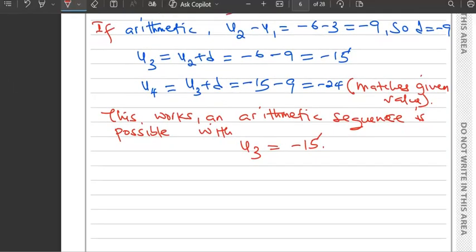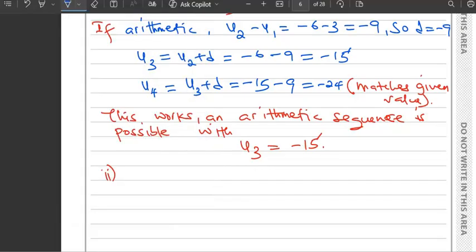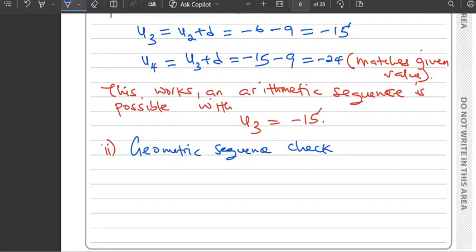We can also consider Roman 2. For Roman 2, we also need to find out if the sequence is a geometric sequence. So in this case, we do a geometric sequence check. We know that if this sequence is geometric, normally we are required to find the common ratio.